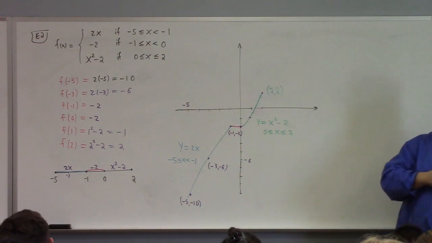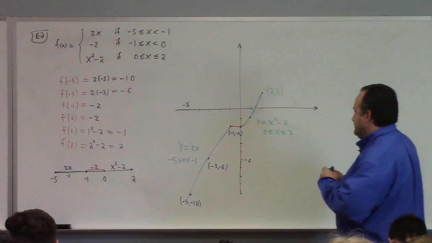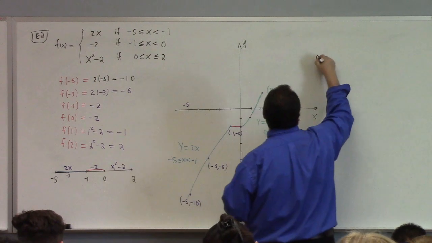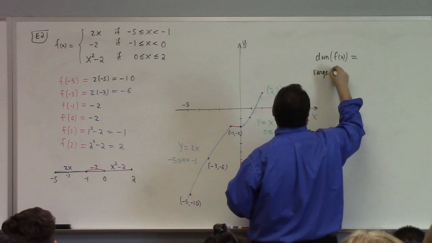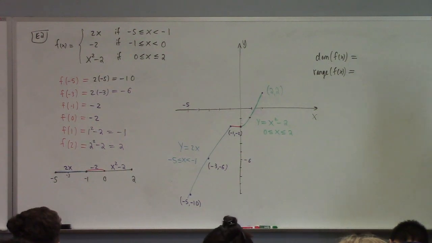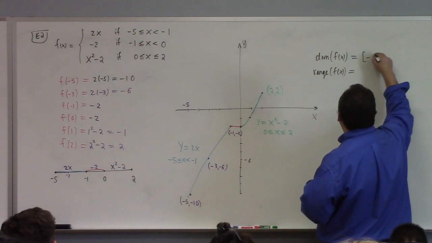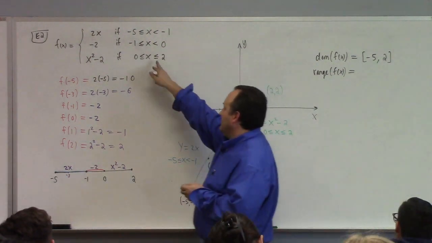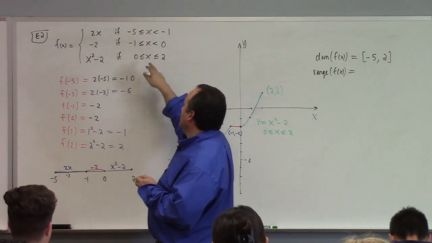All right, now that we've done all this work, we can easily answer the question, what's the domain and what's the range of this function? So can you guys tell me? The domain is negative 5 to 2. Both of those are included because of this less than or equal to and that greater, both of these allow equality, right?